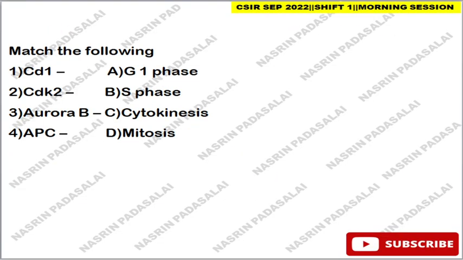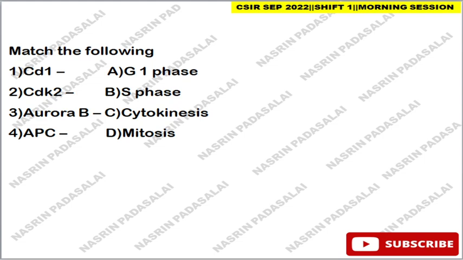Next, match the following. This is with respect to cell cycle checkpoints. They are asking you to match the following. The first one is CDK1. CDK1 plays an important role in the G2 to M phase transition, friends, and CDK2 has a role in the G1 to S phase transition. In addition, CDK2 is also involved in regulation of S phase, and it is involved in initiation of DNA synthesis.